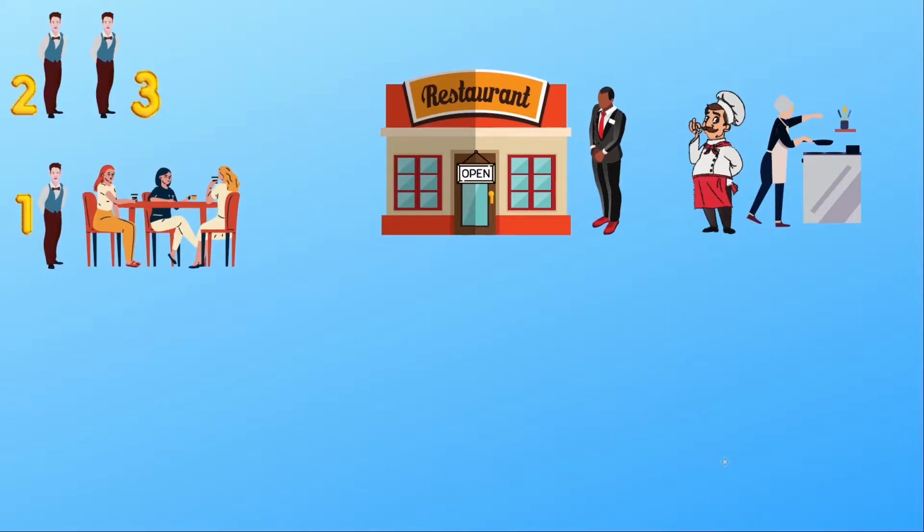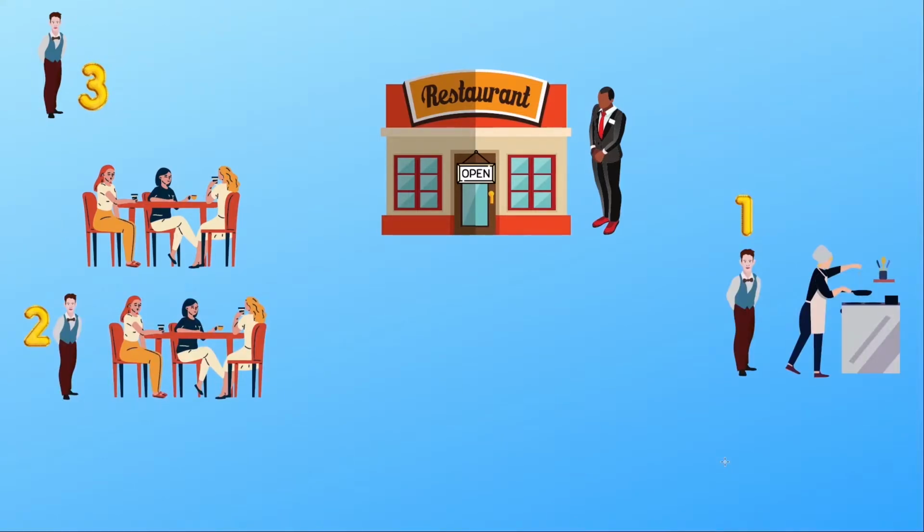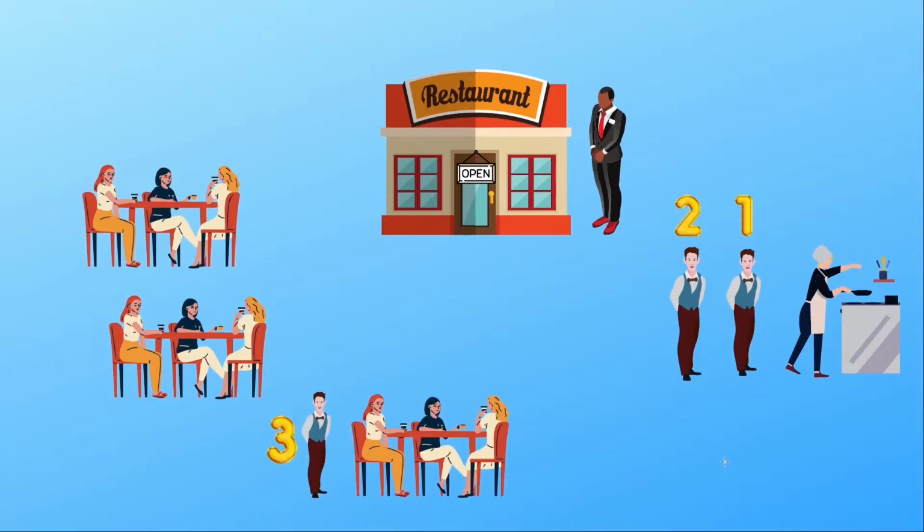So the first group came, waiter number one went to the table, took the order. The next group came, waiter number two went to the table and took the order. Meanwhile, as you can see, waiter number one went to the kitchen so that he can give the order for the food preparation. Now the next group came, waiter number 3 went to the table to take the order. Meanwhile, as you can see, even waiter number 2 went to the kitchen to give the order. Later, waiter number 3 joined them in the kitchen so that he can also give the order for the food preparation.